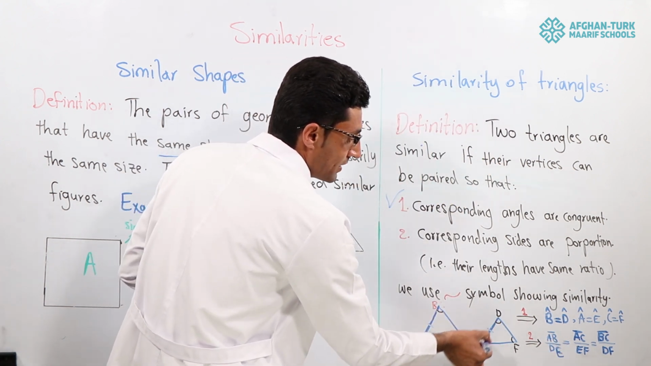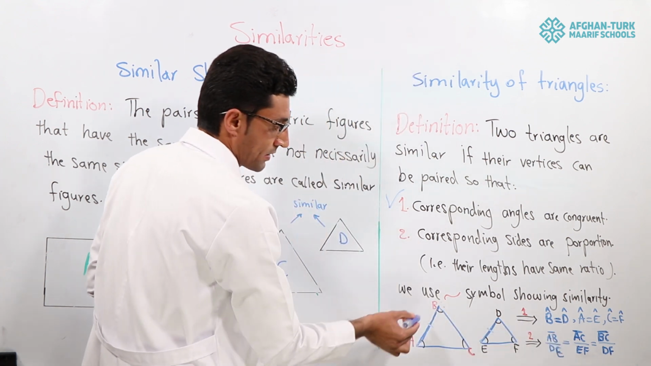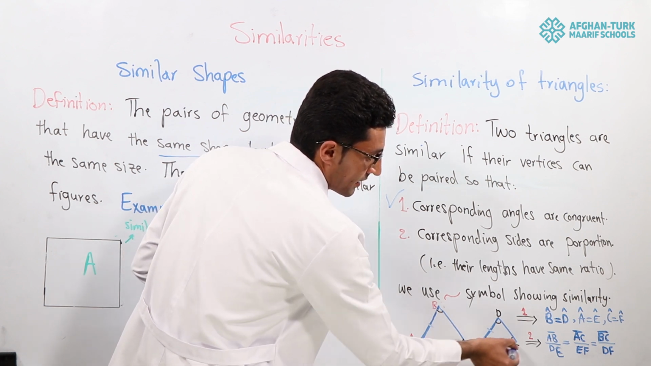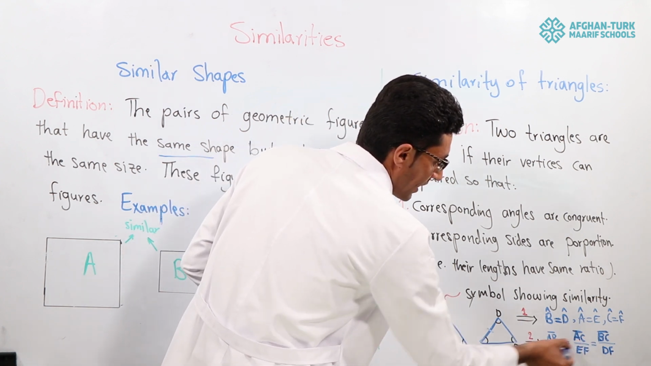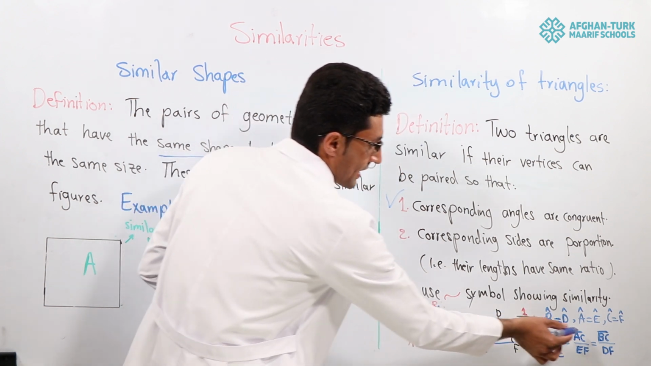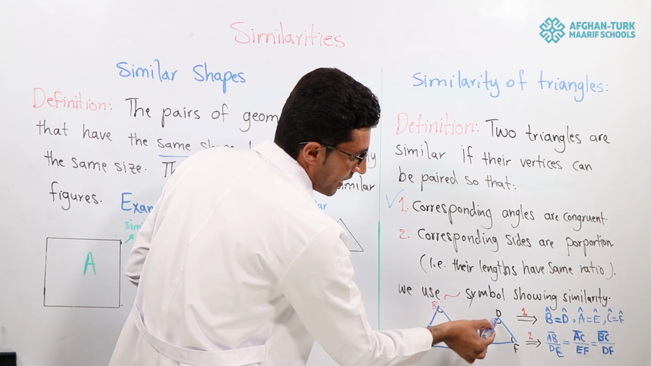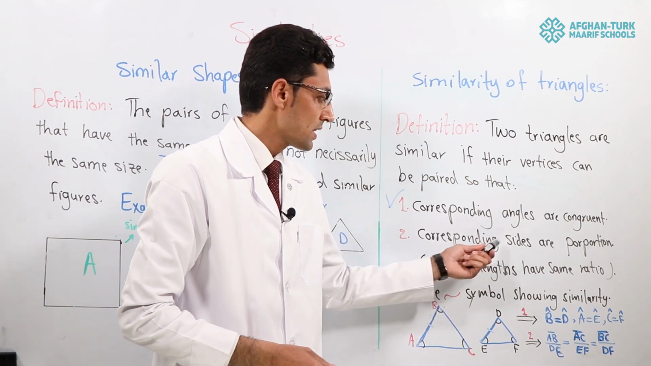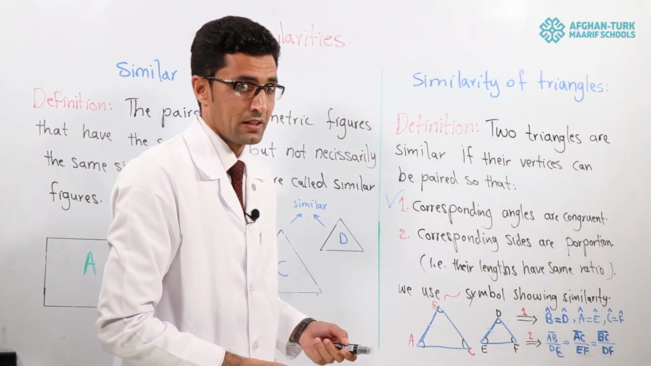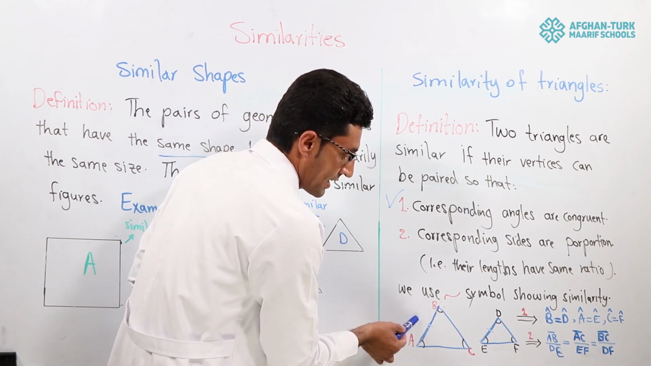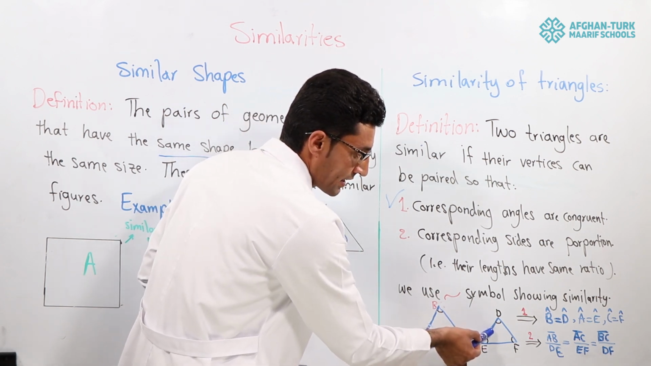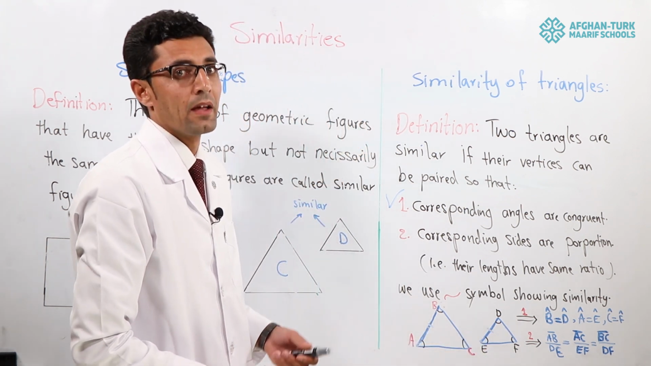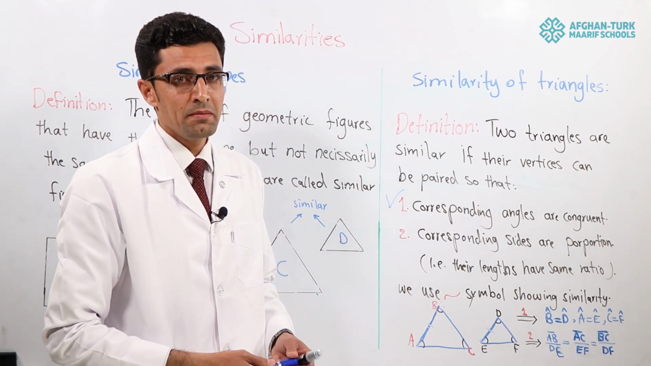AB divided by DE is equal to AC divided by EF. AC divided by EF is equal to, what is the last one? BC divided by DF. It means that the corresponding sides are proportional. This length divided by this is equal to this length divided by the second one. To understand this, we are going to do some examples.